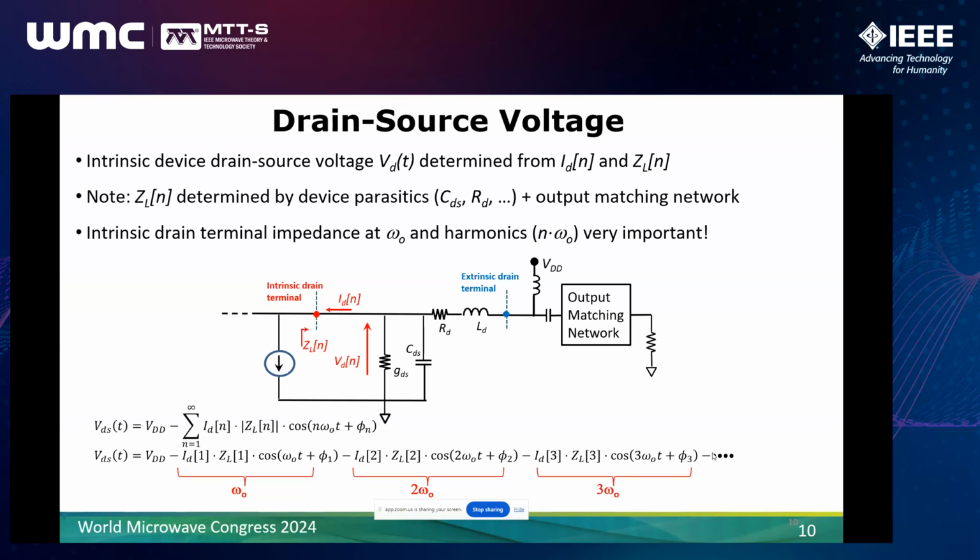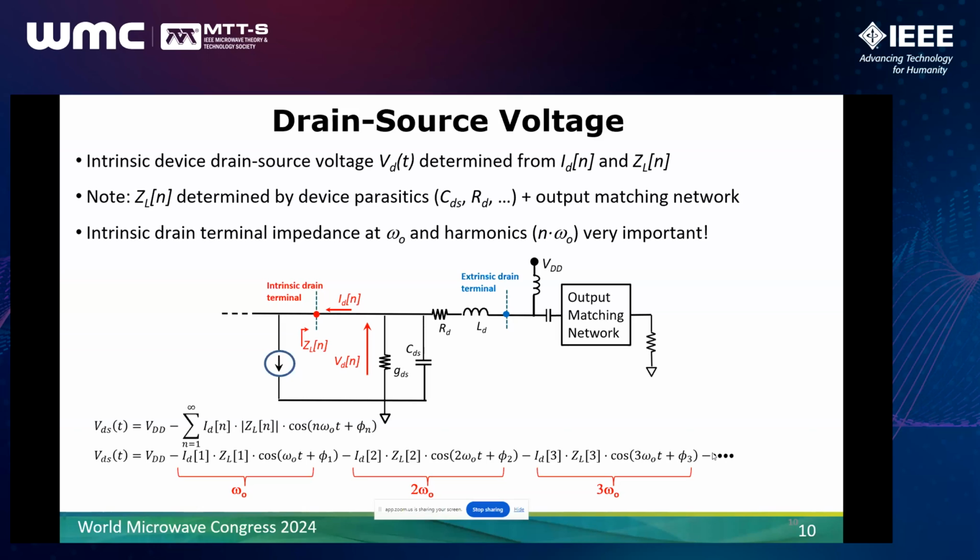So we can define an impedance at the intrinsic drain terminal Z sub L as a function of N, where N is the harmonic index, 0 being DC, 1 the fundamental, 2 would be second harmonic, and so on. So we can define the impedance at that point as a ratio of the spectral voltage to spectral current, and then convert between the frequency domain and time domain based on the simple series expansion that I show below.